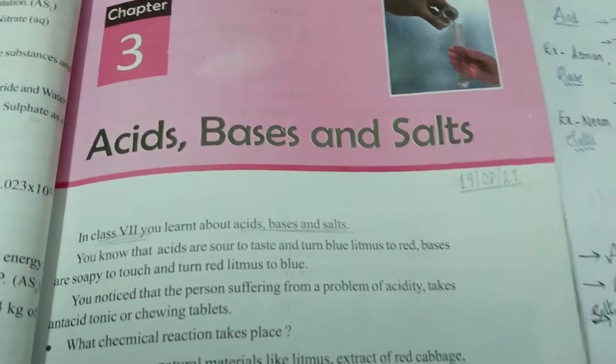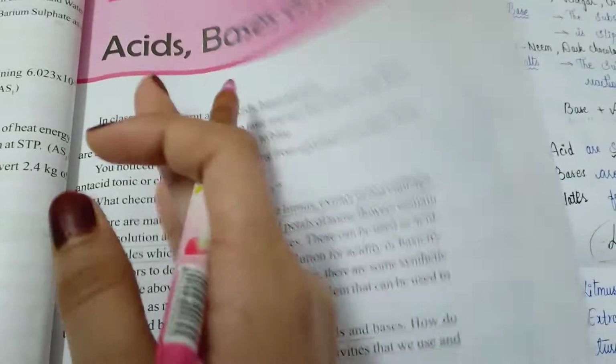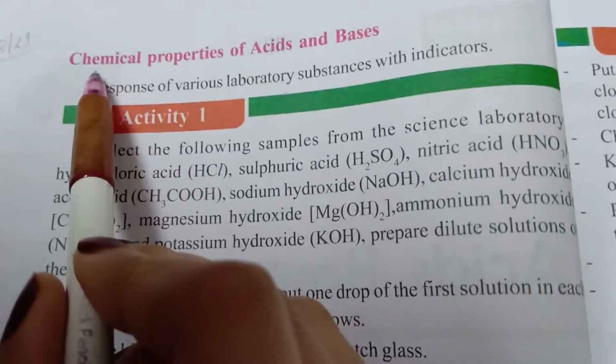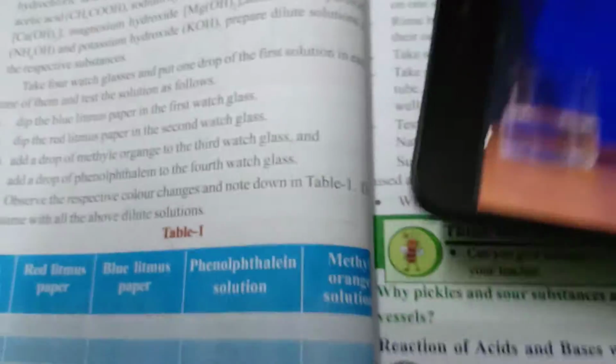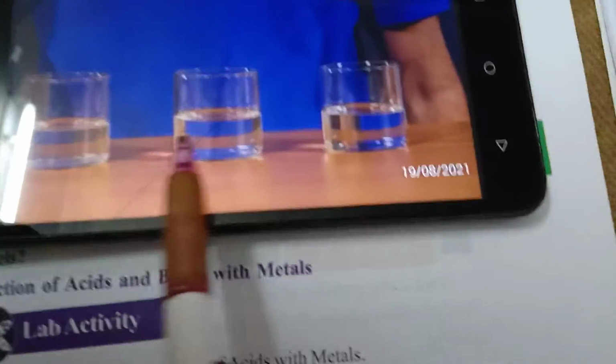So students, in our last session we started our new chapter, acids, bases and salts, and I gave you a quick introduction about those three things. In today's session we will discuss a topic under that lesson, that is the chemical properties of acids and bases.